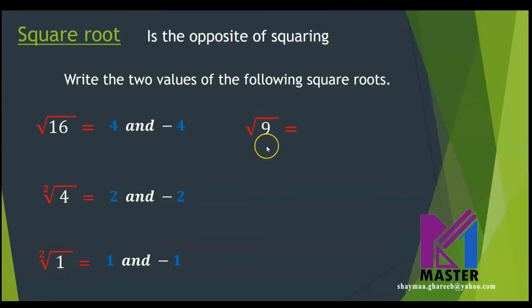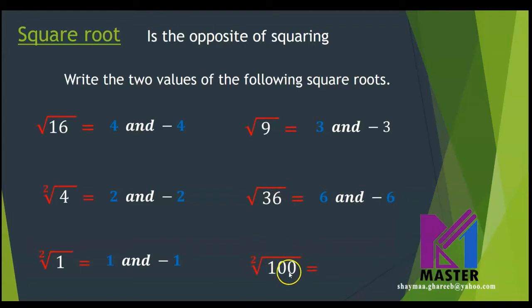Now, square root of 9. What do you think? What is the number that, when I multiply it by itself, gives me 9? Or 9 is the square number of what number? Number 3. So the answer will be 3 and negative 3. What about square root of 36? 36 is also a square number, of number 6. So the answer will be 6 and negative 6. So 6 times 6 gives 36. That's why 6 is our answer. And also negative 6 times negative 6 gives 36. So this is the second answer of the square root.